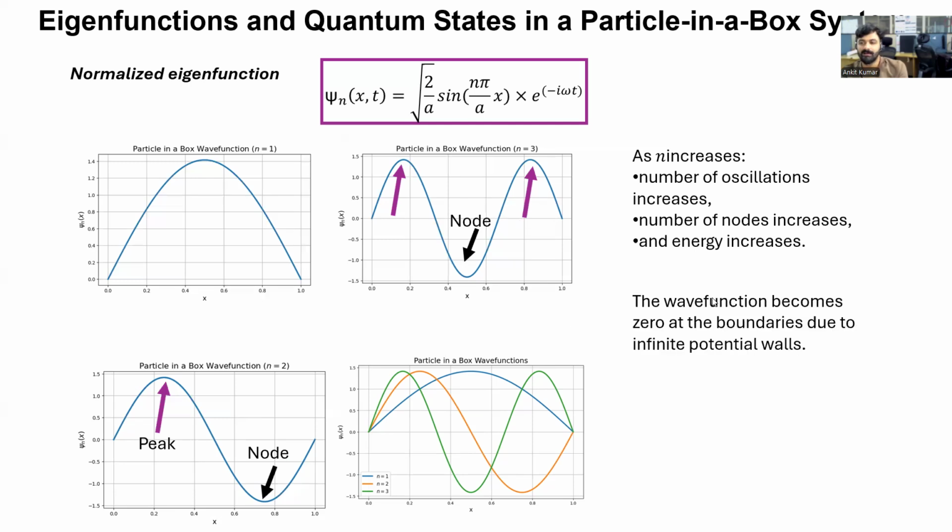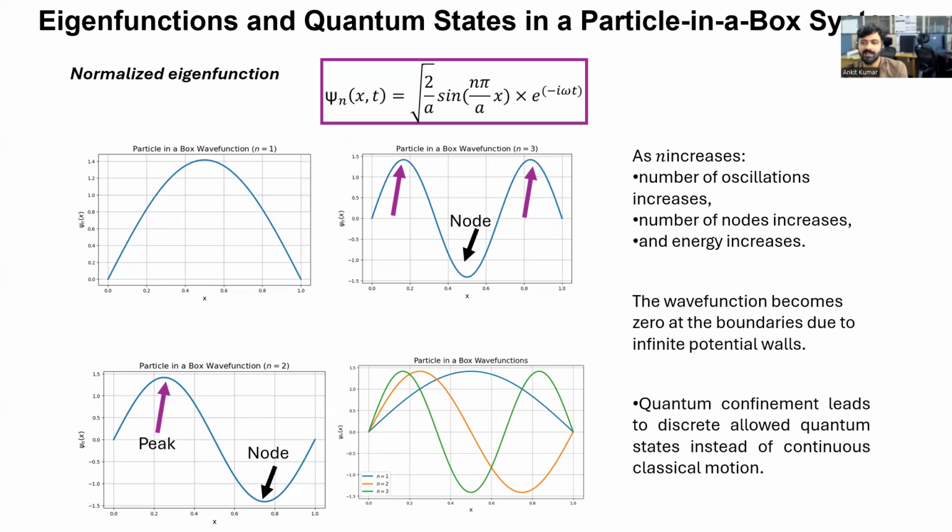So basically, what is happening, the wave function becomes 0 at the boundary, obviously due to the infinite potential walls. And quantum confinement leads to discrete allowed quantum states that we have already seen. If you vary n, then definitely you are going to get discrete quantized states instead of the continuous classical motion that happens in Newtonian mechanics.